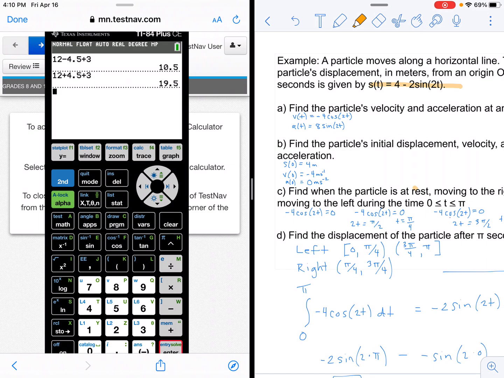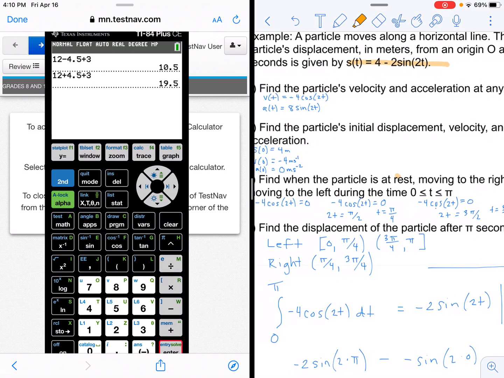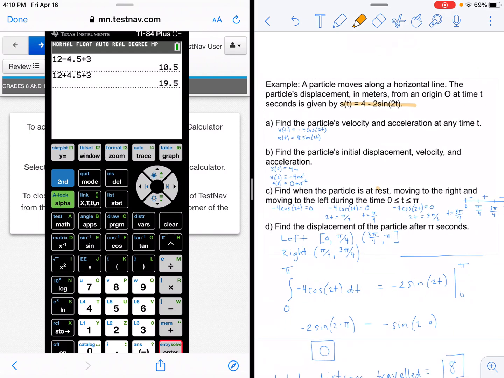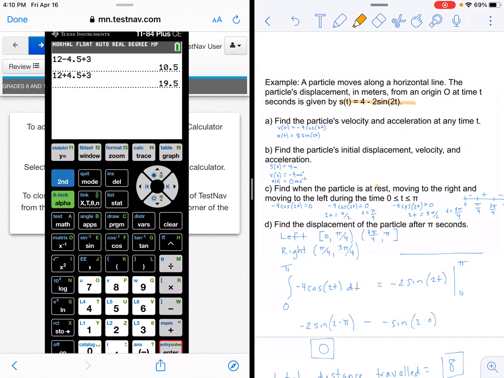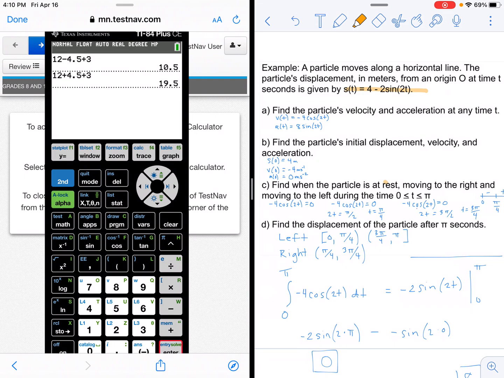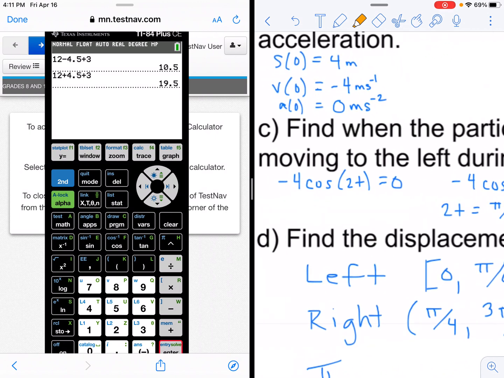Okay. All right, letter C. Find when the particle is at rest, find when it's moving to the right, and find when it's moving to the left on the time 0 to pi. So to find when the particle's at rest, we're going to set our velocity function equal to 0.